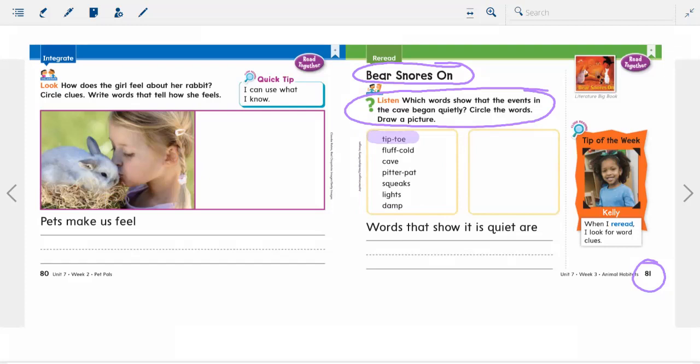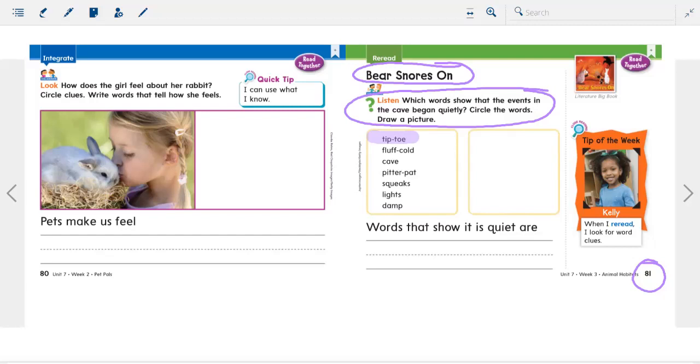The next one is fluff cold. Does that mean you're going quietly somewhere? No, it's just fluff cold. That does not describe events in the cave that were quiet. How about cave? Is that describing quiet events in the cave? No, that's just telling us about the cave.